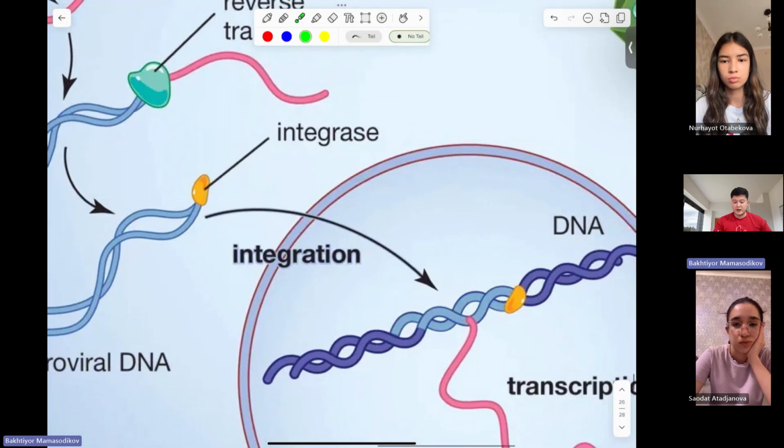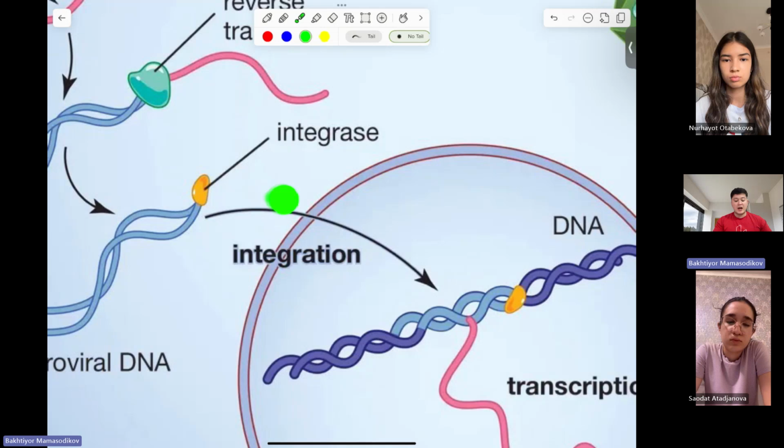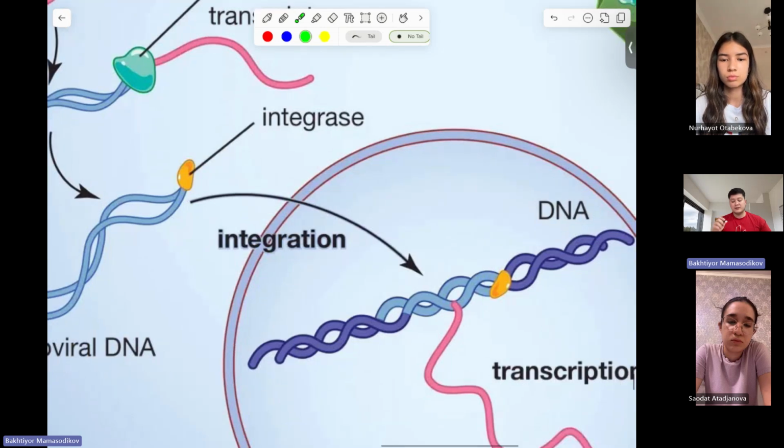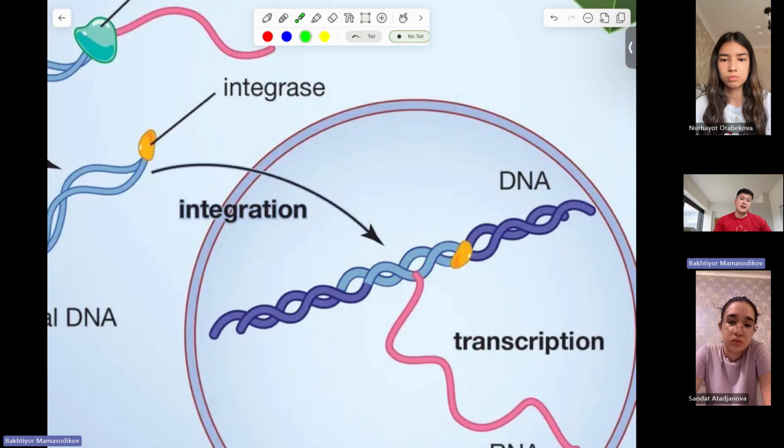This is the host's DNA, and it's inserting into the middle of the host DNA now. Can you see it? Which enzyme is helping this DNA molecule to enter the host's DNA? We have a special enzyme which is called integrase. Now the virus becomes part of your cell's DNA, okay? Your cells unknowingly read, that means transcribe, the viral genes and make more RNA copies and more viral proteins, okay?